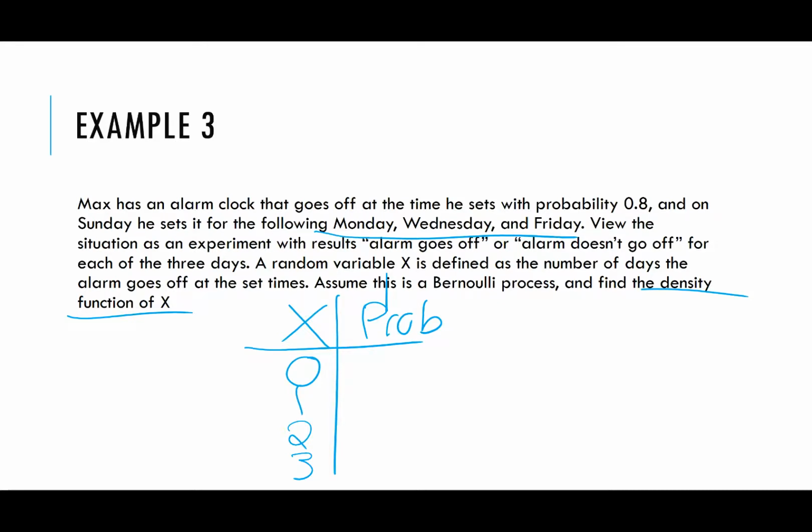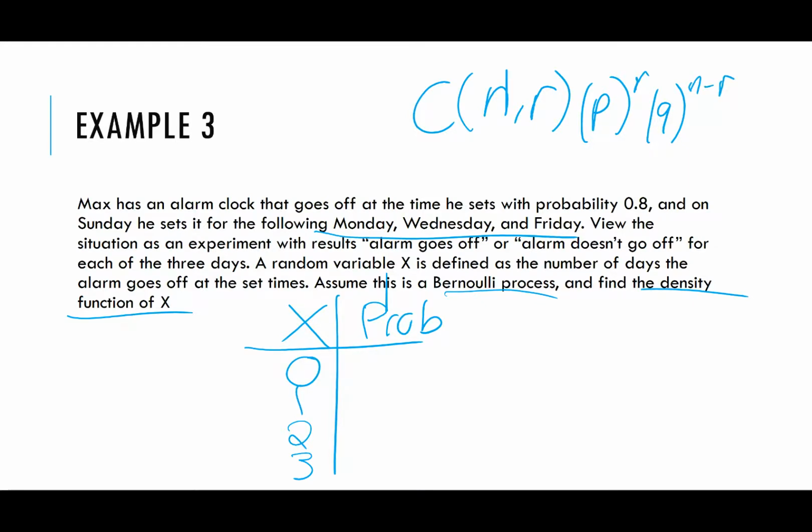Now, it does say it's a Bernoulli process. So our Bernoulli formula is a combination n choose r, p to the r power, and q to the n minus r power. Remember, you're just going to use your calculator to evaluate this.